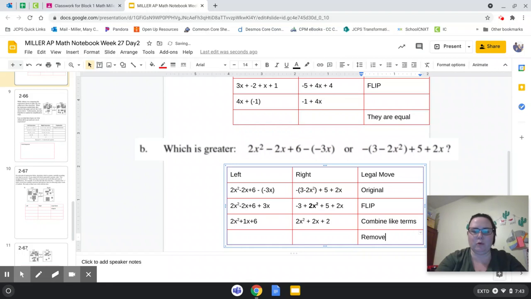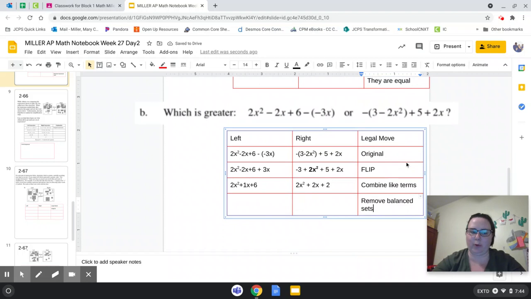Okay, I can remove balanced sets. Remember, we want to get this as simplified as possible before we make a decision here. So I'm going to subtract my 2x squareds. And again, I'm lazy, so I'm just copying these. I'm going to subtract my 2x squareds because I can remove that from both sides. And then I also see that I can subtract an x. Why is this being difficult? I can subtract an x from both sides.